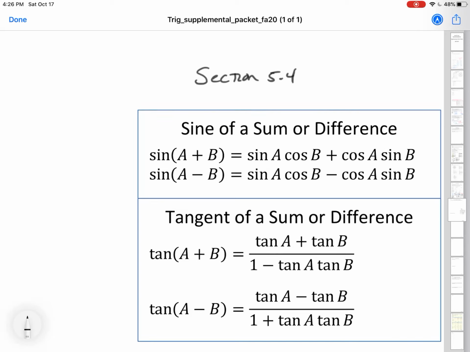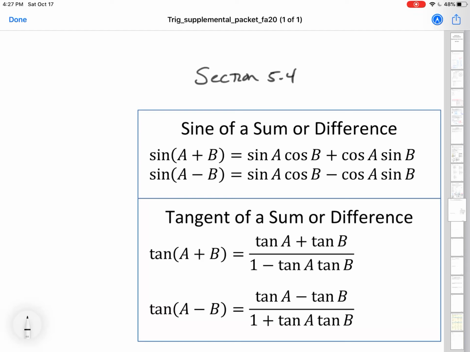Alright, welcome to section 5.4. Here we're going to be looking at the sum and difference formulas for both sine and tangent. And so they do have a spot above on this page for us to derive them, but again, they've done that already for us in the book, and you can take a look at that.